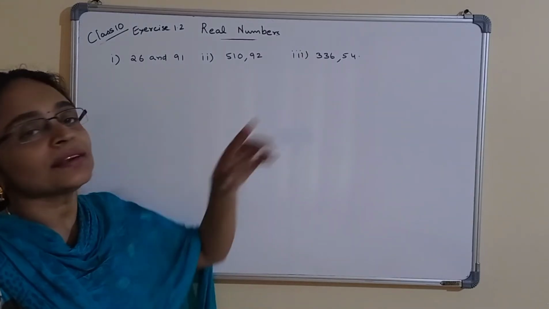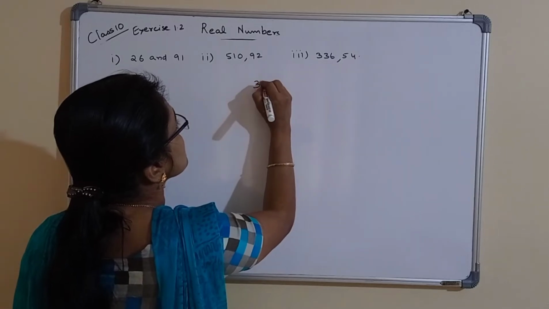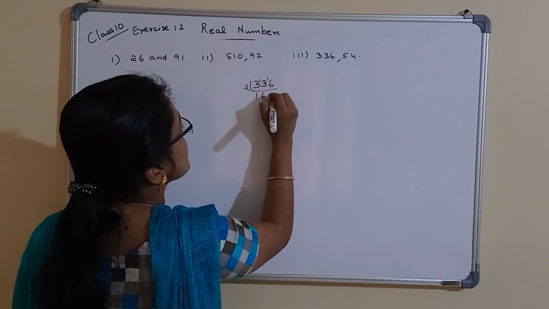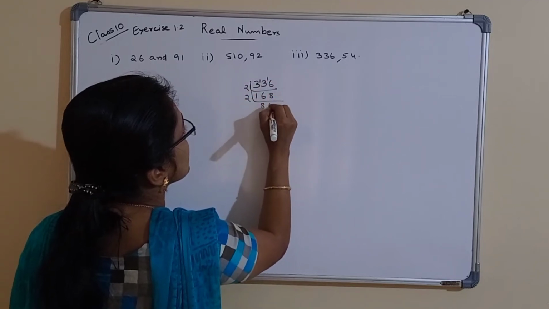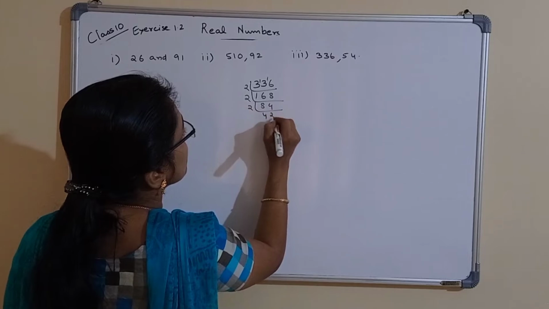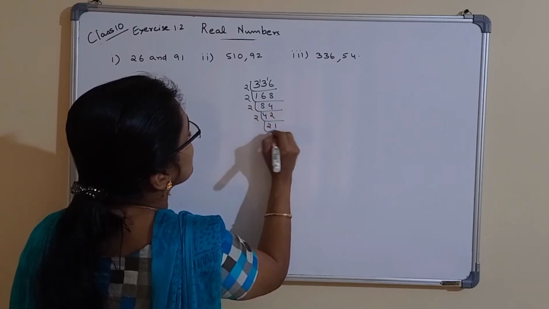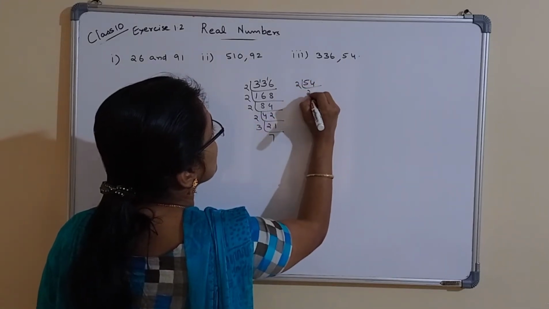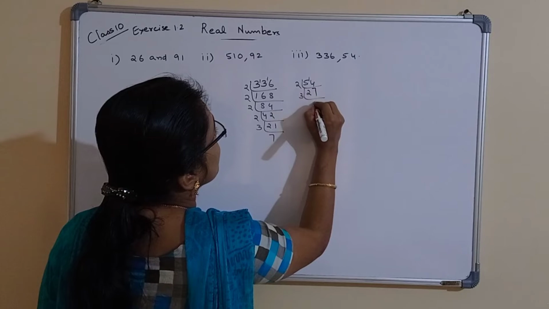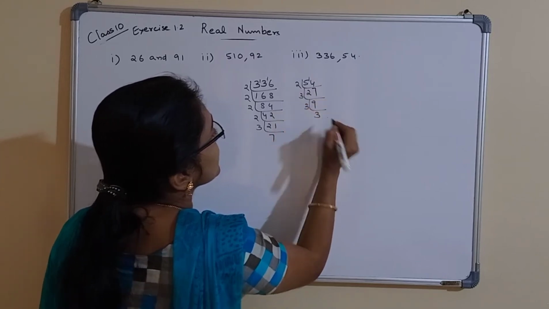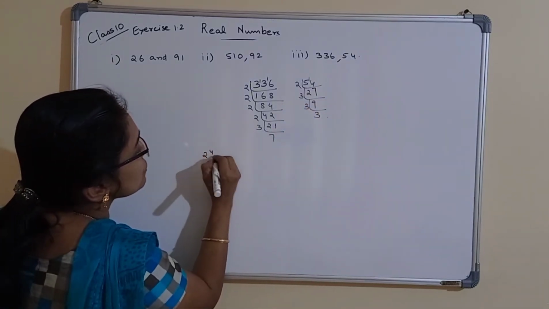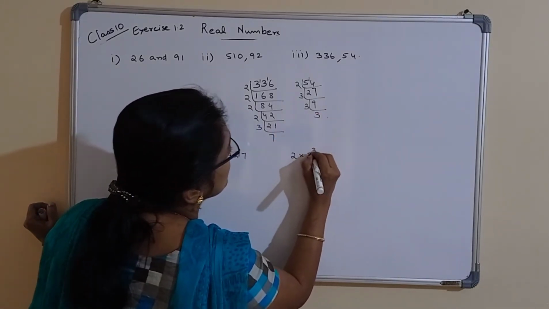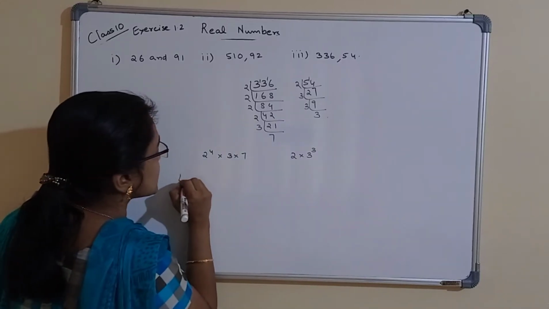Next one, 336 and 54. So factorizing this, we'll get 2 is a factor. 168. Then 2 factor, 84. 2, 42. 2, 21. 3, 7. And 54, 2 is a factor. 27. 3 factor, 9. 3, 3. So we can write this as 2 raised to 4 into 3 into 7, and this is 2 into 3 cube.